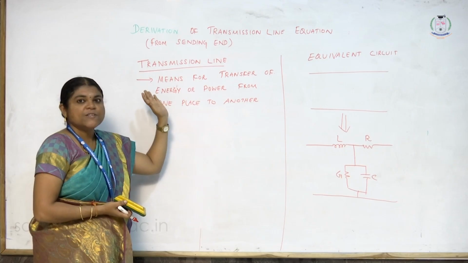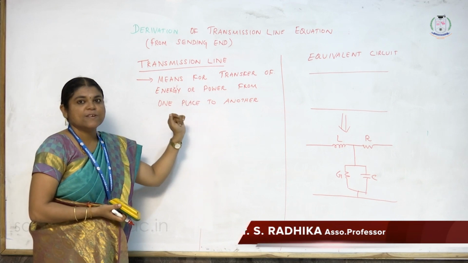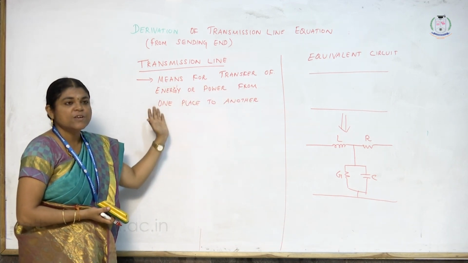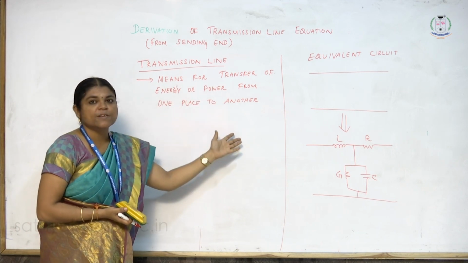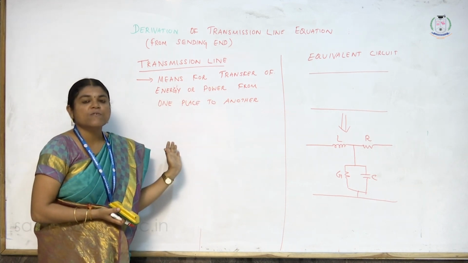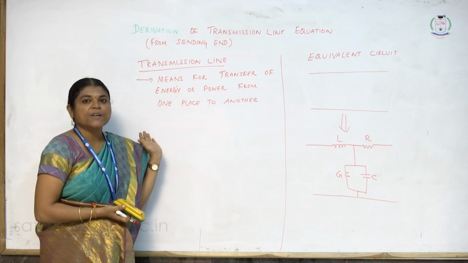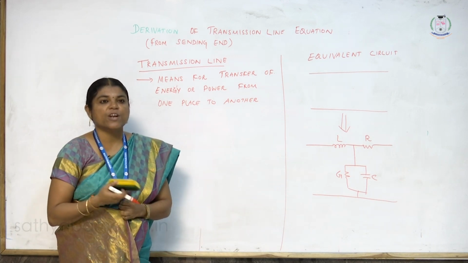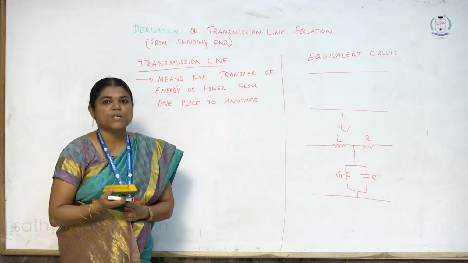In this video lecture, we are going to derive the equation of transmission line from the sending end. First, let me tell you what a transmission line is. A transmission line is a means for transfer of electrical energy or power from one place to another. It can be used for transfer of communication signals from a transmitter to a receiver, or between an antenna and a receiver, and vice versa.